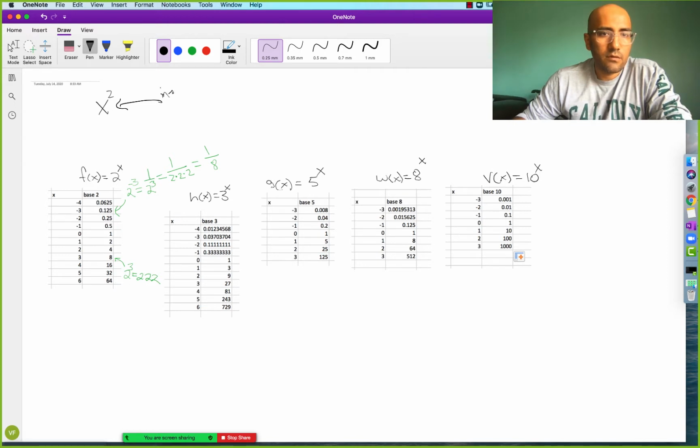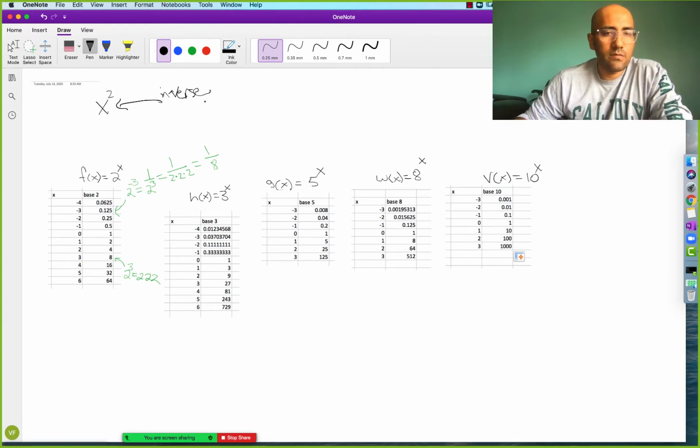Inverse. Oh man, this is not helping. I don't know why sometimes my computer is doing great and sometimes it just really does not like life.